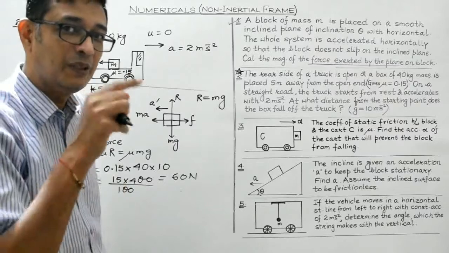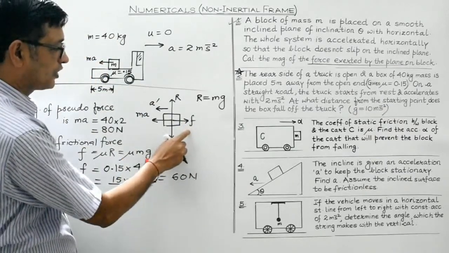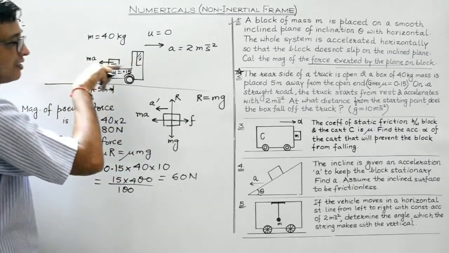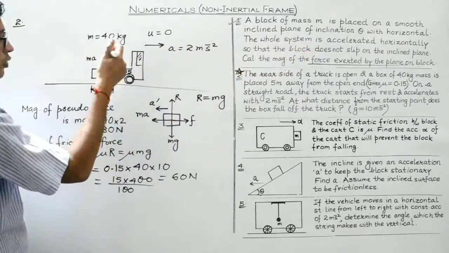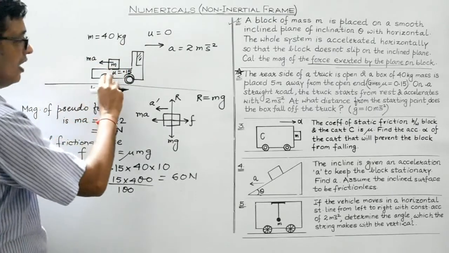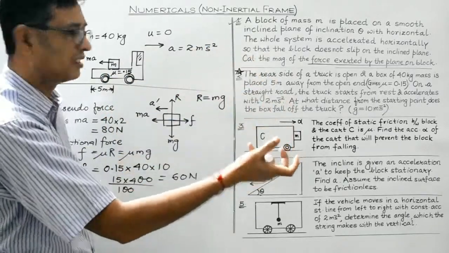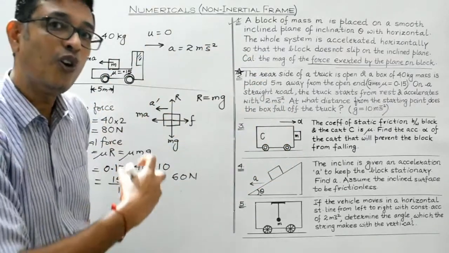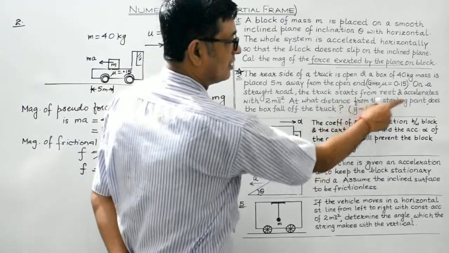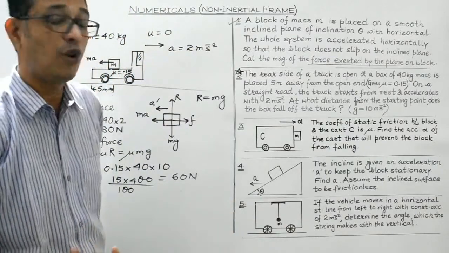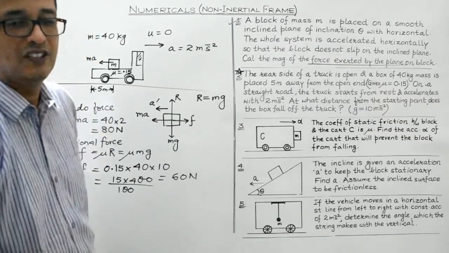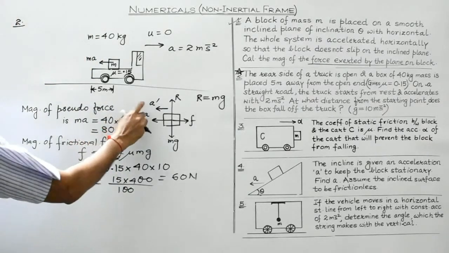But here, in the present question, the force of friction is less than the pseudo force, that is Ma. So as the truck accelerates in the forward direction, the block will accelerate in the opposite direction. And after the truck has covered some distance, definitely the block will fall off the truck. And we are supposed to find out that distance from the starting point at which the box falls off the truck. So that distance covered by the truck is to be found. Right? So here it's pretty clear.